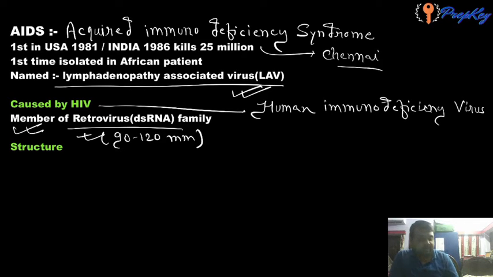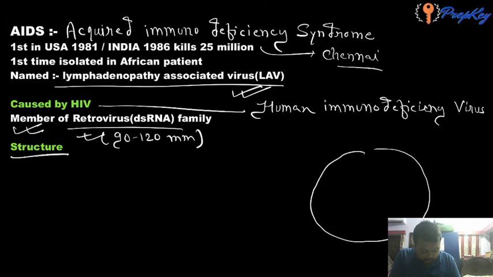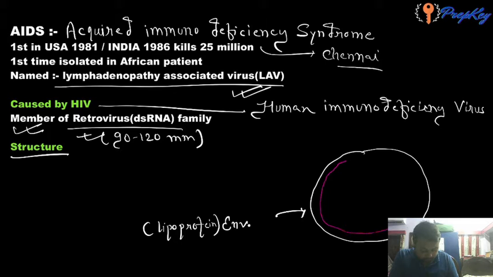Let's discuss the structure of HIV, how it basically looks. It's a hypothetical structure. I'm going to make a hypothetical structure of HIV. Like typical viruses, they have an envelope, basically made up of lipoprotein, and they have the capsid.